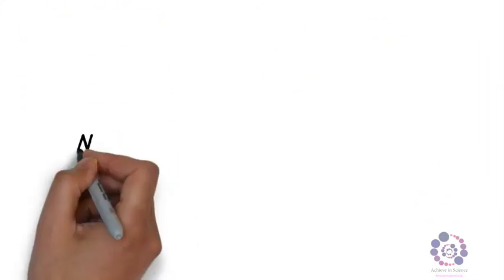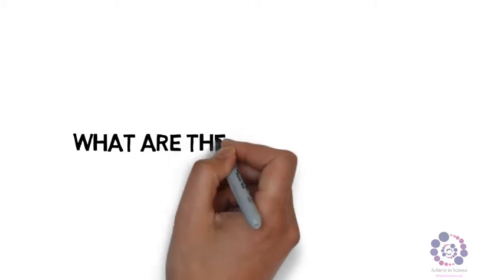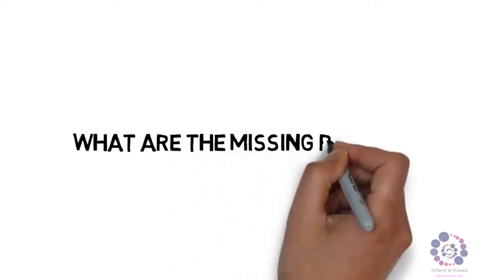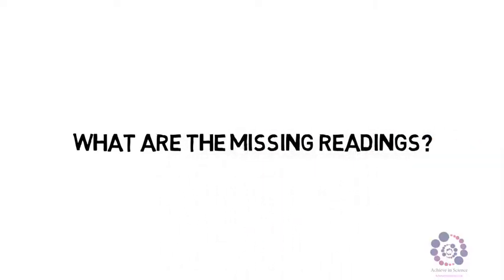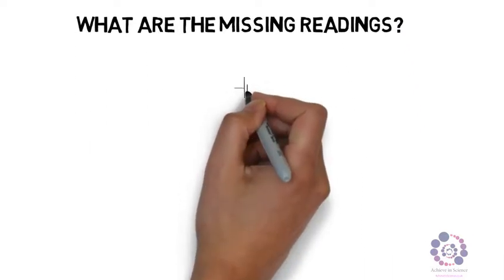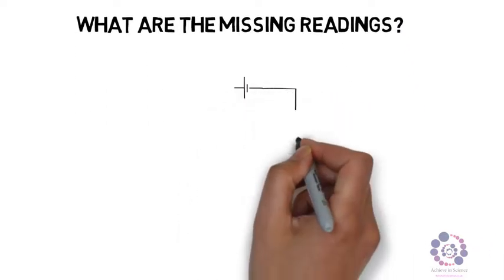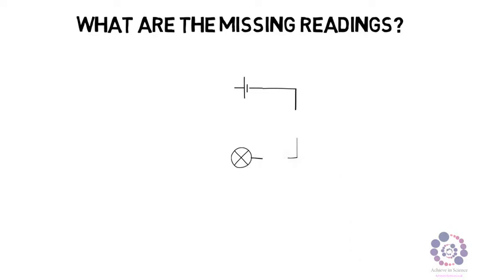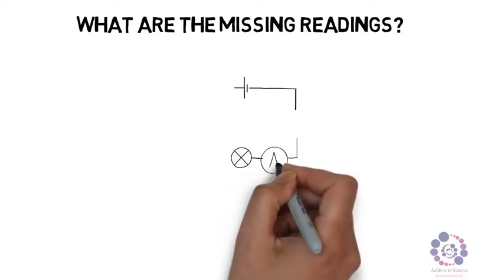Now if we remember these two principles, let's apply it and let's work out the missing readings in a circuit. So again, let's have a circuit being drawn for us, where again it's a very similar circuit, but you'll notice that in the first branch we are only going to draw one bulb, whereas in the second branch we are going to draw two bulbs.